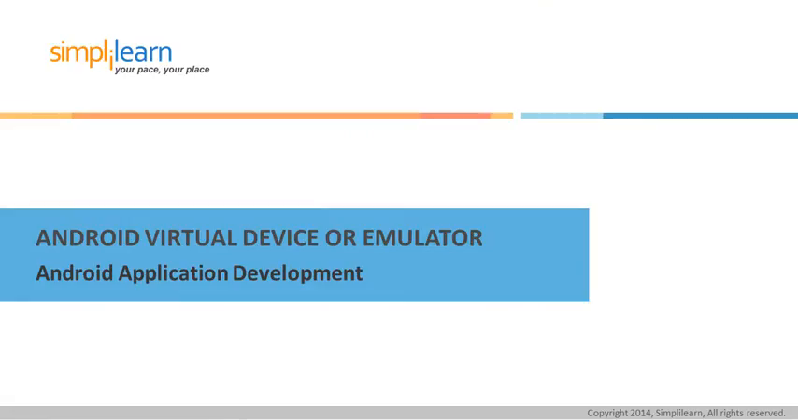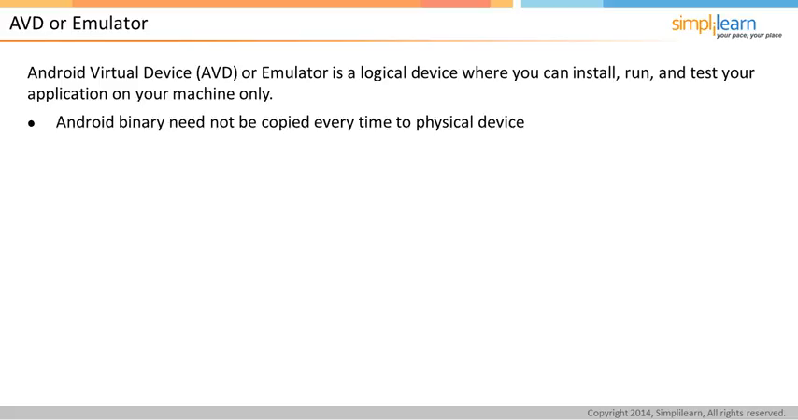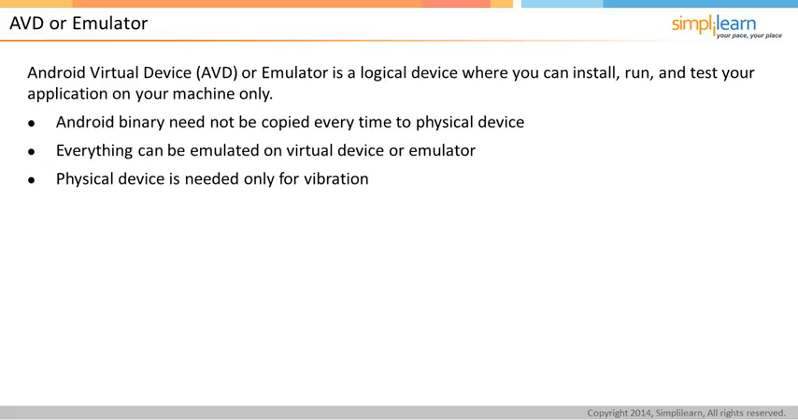Let us look into the new topic, Android Virtual Device or Emulator. Android Virtual Device, AVD, or emulator is a logical device where you can install, run, and test your application on your machine. There is no need to copy the Android binary every time to a physical device. Everything can be emulated on a virtual device or emulator. The only thing that requires a physical device is vibration.